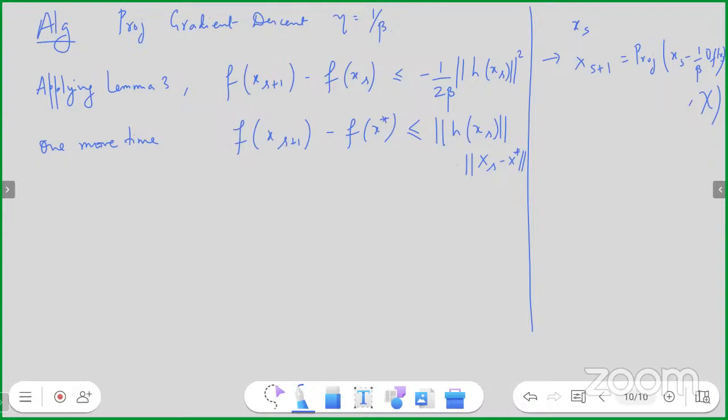Both are okay? Okay, so we did something like this last time. We defined delta s to be f of xs minus f of x star, right? And then we wrote a recursion in terms of delta s. So delta s plus 1 is equal to something as a function of delta s. What can I do here?